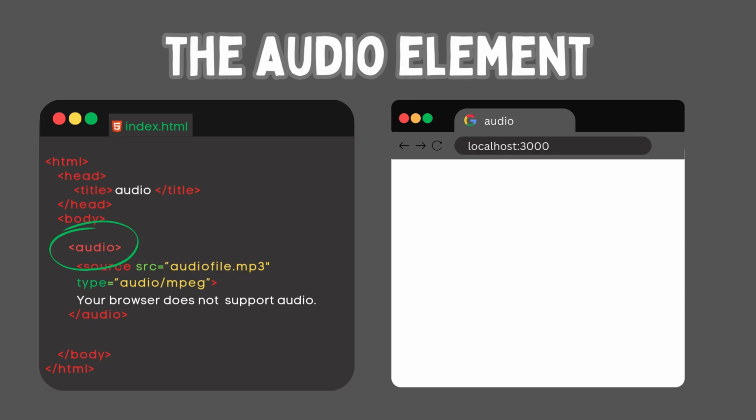Let's jump in. The first element we will look at is the audio element. The audio element is used to embed sound. By default, it won't display any controls, so we add the controls attribute to let users play, pause, or adjust the volume. The source tag inside audio is used to specify the audio file and its format. This way, browsers can choose the best format they support.